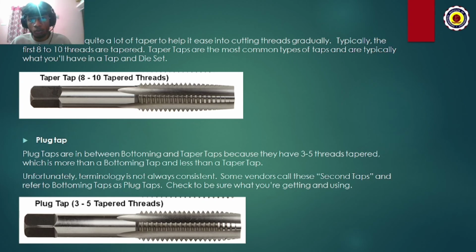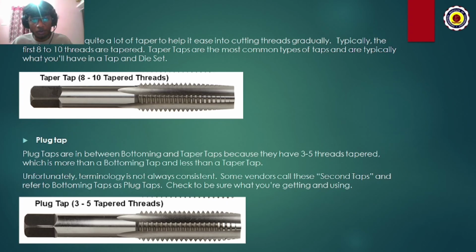The taper tap is the most common type of tap, and what you will have in a tap and die setup. As you can see from here, if you count from here until the eighth tooth, there is a taper provided, so that at first it is a bit easy to cut the thread gradually. We can't go straight away with a full, zero taper thread. Even then, the last one has like 0.5 to 1.5 taper. We can't just go straight to no taper and perform a thread. So we need a taper to ease in the process.